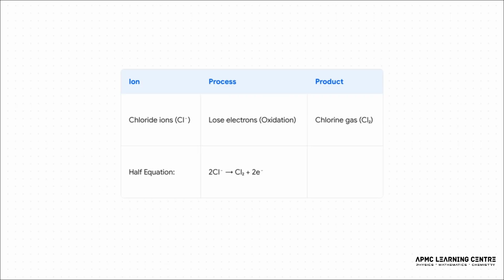Let's follow what happens with our molten sodium chloride. First up, the negative chloride ions arrive at their destination, the positive anode. Now, because they're negative, it means they're carrying extra electrons. To become neutral again, they've got to ditch those electrons. This process of losing electrons is called oxidation. And a great way to remember that is with the phrase OIL RIG. Oxidation is loss.